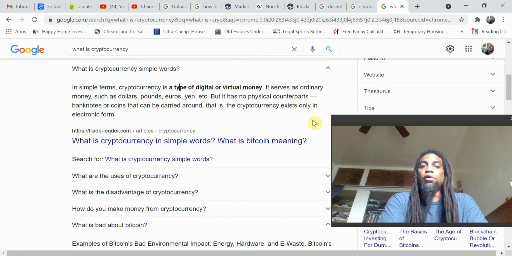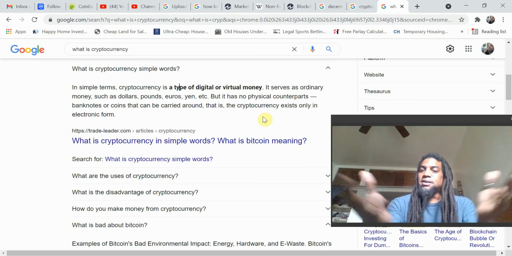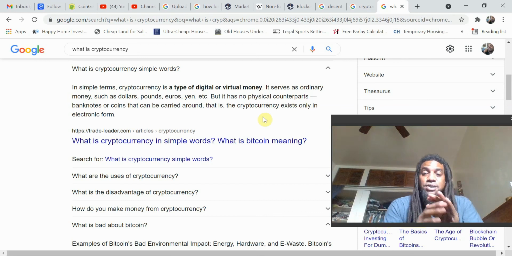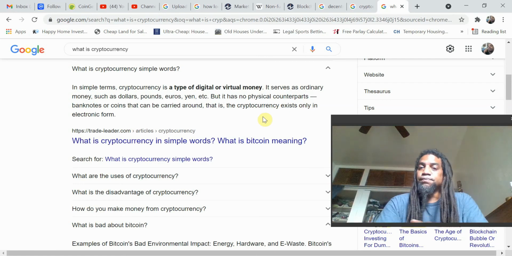And overall, the last thing is cryptocurrency itself. What is cryptocurrency? It's a type of digital or virtual money. It serves just like ordinary money, except it has no physical notes or coins attached. That's it. It only exists in electronic form. It's no different than the money you use. It's just you don't have to hand anybody anything. It's greener, it's cleaner, and it's much easier, cheaper, and trustworthy to buy, sell, and transfer and trade to people. That's all it is.